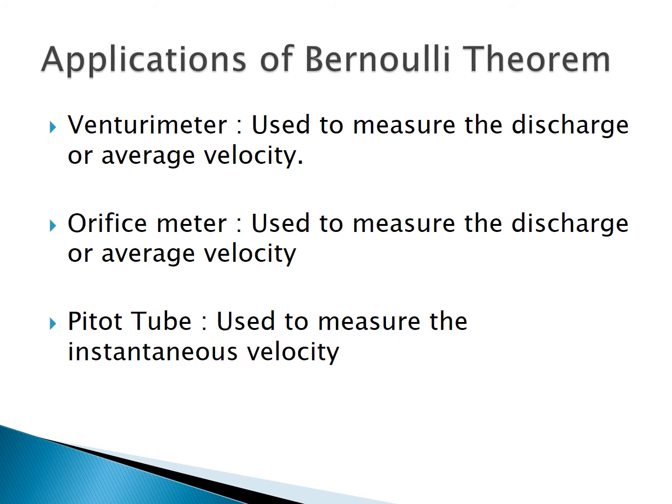Whereas the Venturi meter and orifice meter also measure velocity, they measure velocity at a particular section in a pipe. The pitot tube measures instantaneous velocity, that is velocity at a point in a fluid flow. So these are the main applications of the Bernoulli theorem. Now let's discuss them in detail.